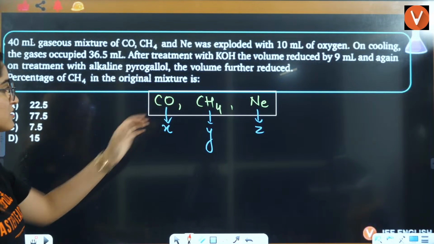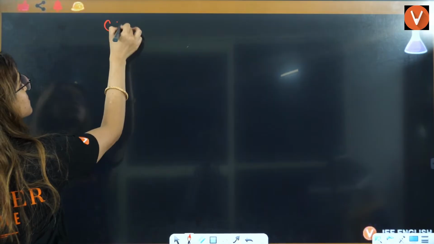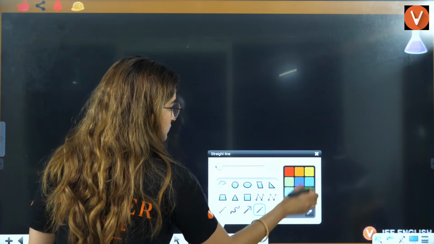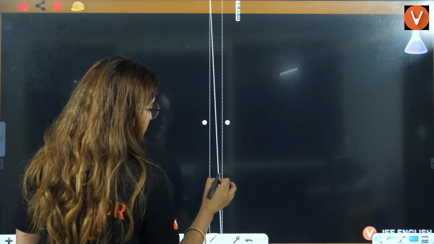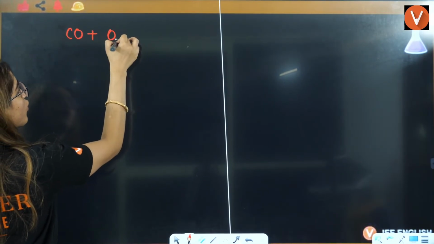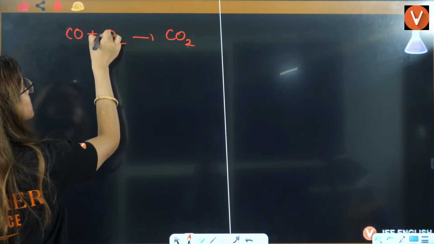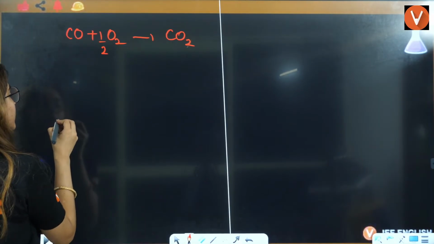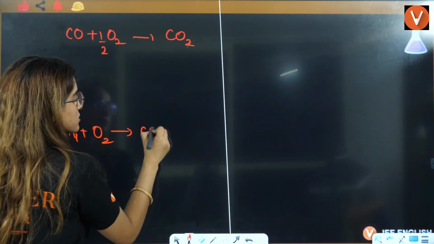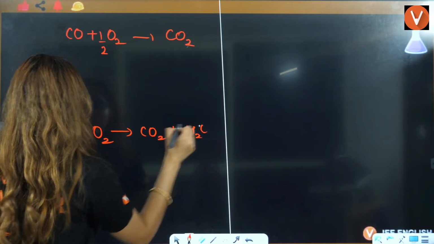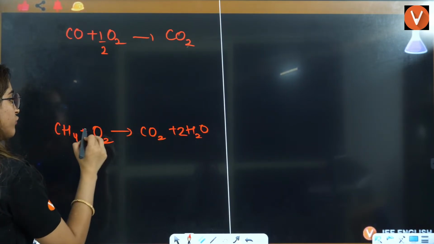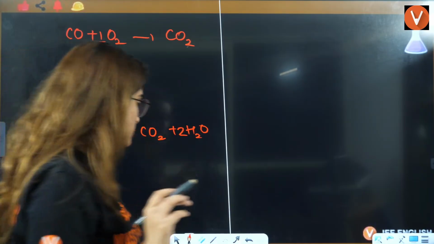The first reaction is this, and this. I'm going to write it here. CO, when it reacts with O2, gives you CO2. This is half O2. Then the reaction is CH4 reacting with O2, combustion. It is CO2 plus H2O. Then this will be 2, this will be 2, and so on. That will be the balanced equation.